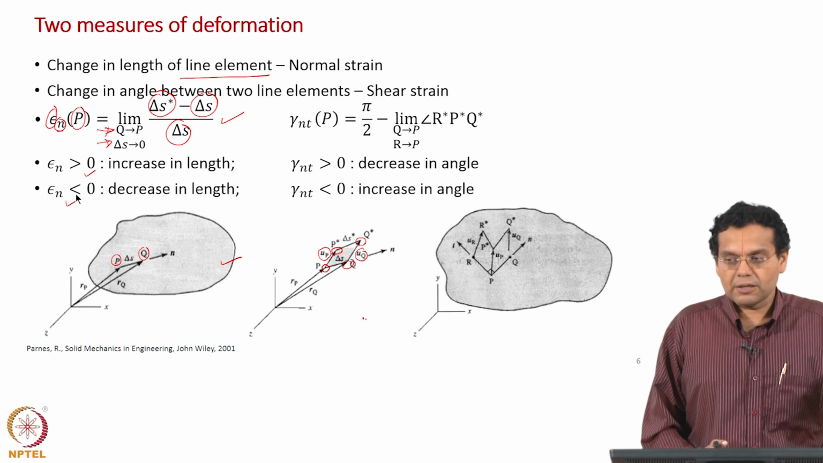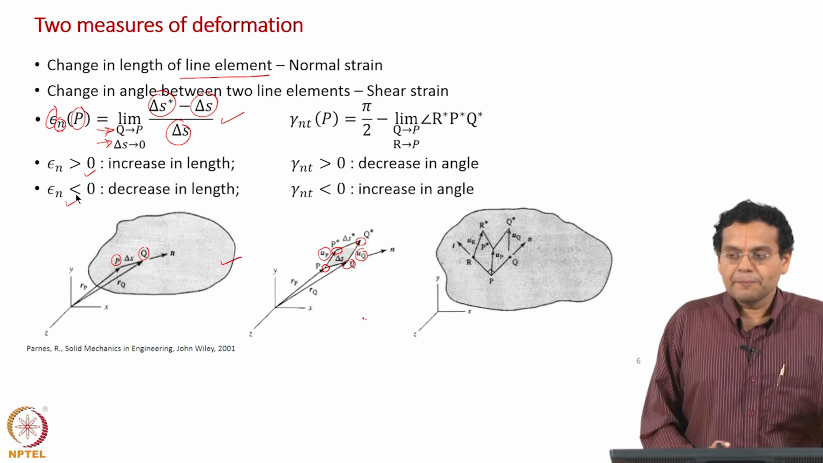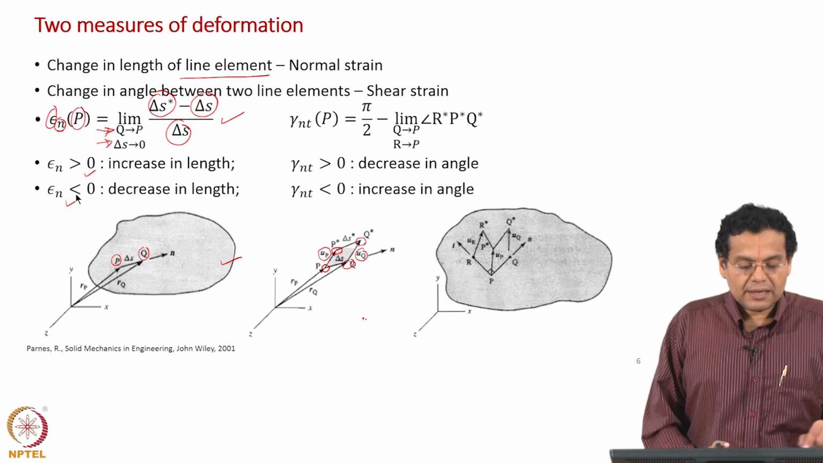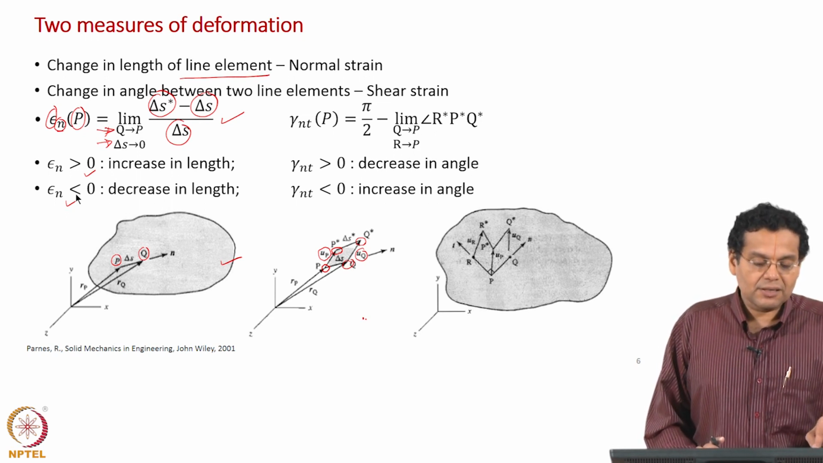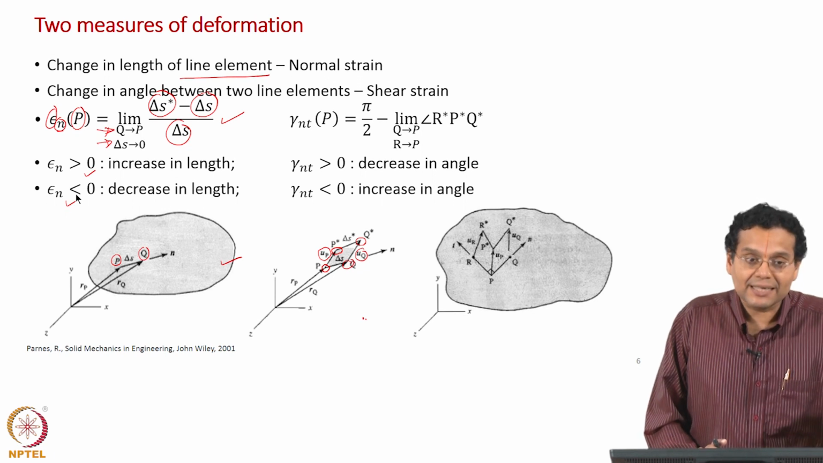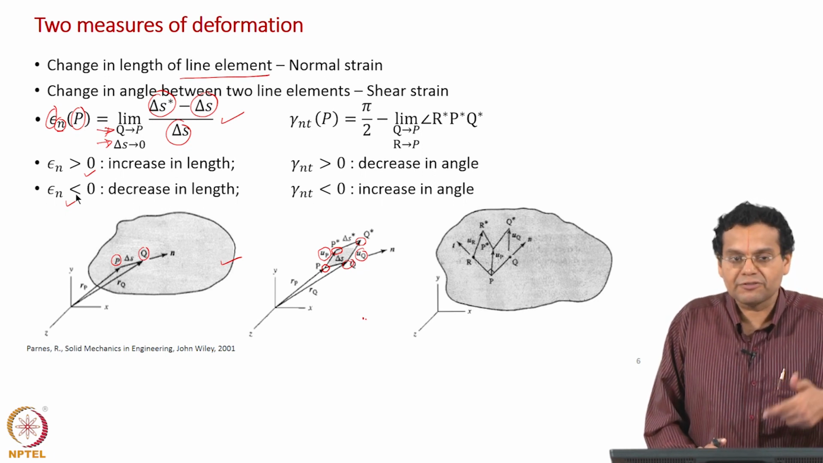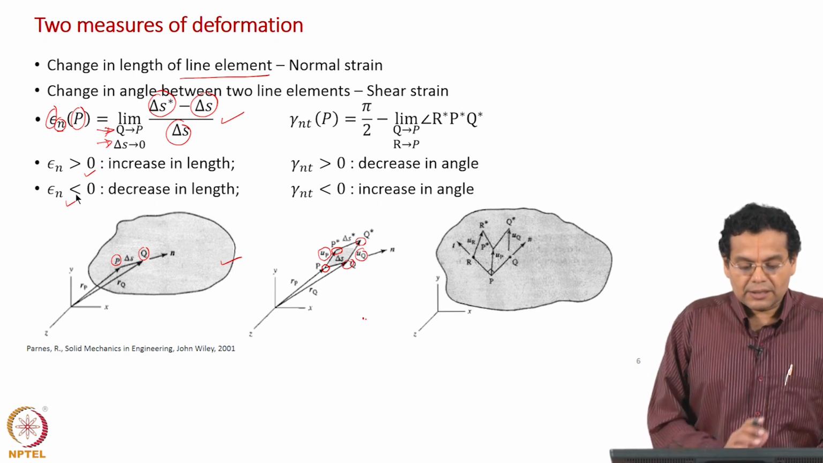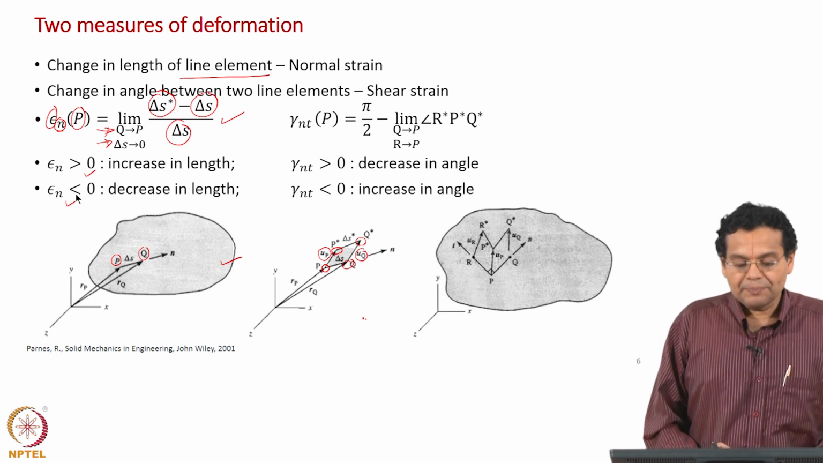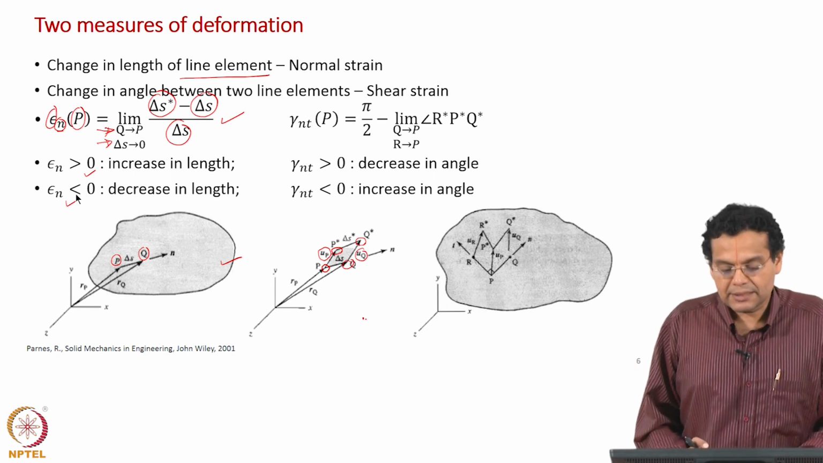First is epsilon subscript n, normal strain. N does not represent normal, okay. N does not represent normal strain, n is used to represent the direction of the element for which you are defining the normal strain. Please keep that in mind. And on the right hand side, change in length by original length in the limit of q tending to p, delta s tending to 0.